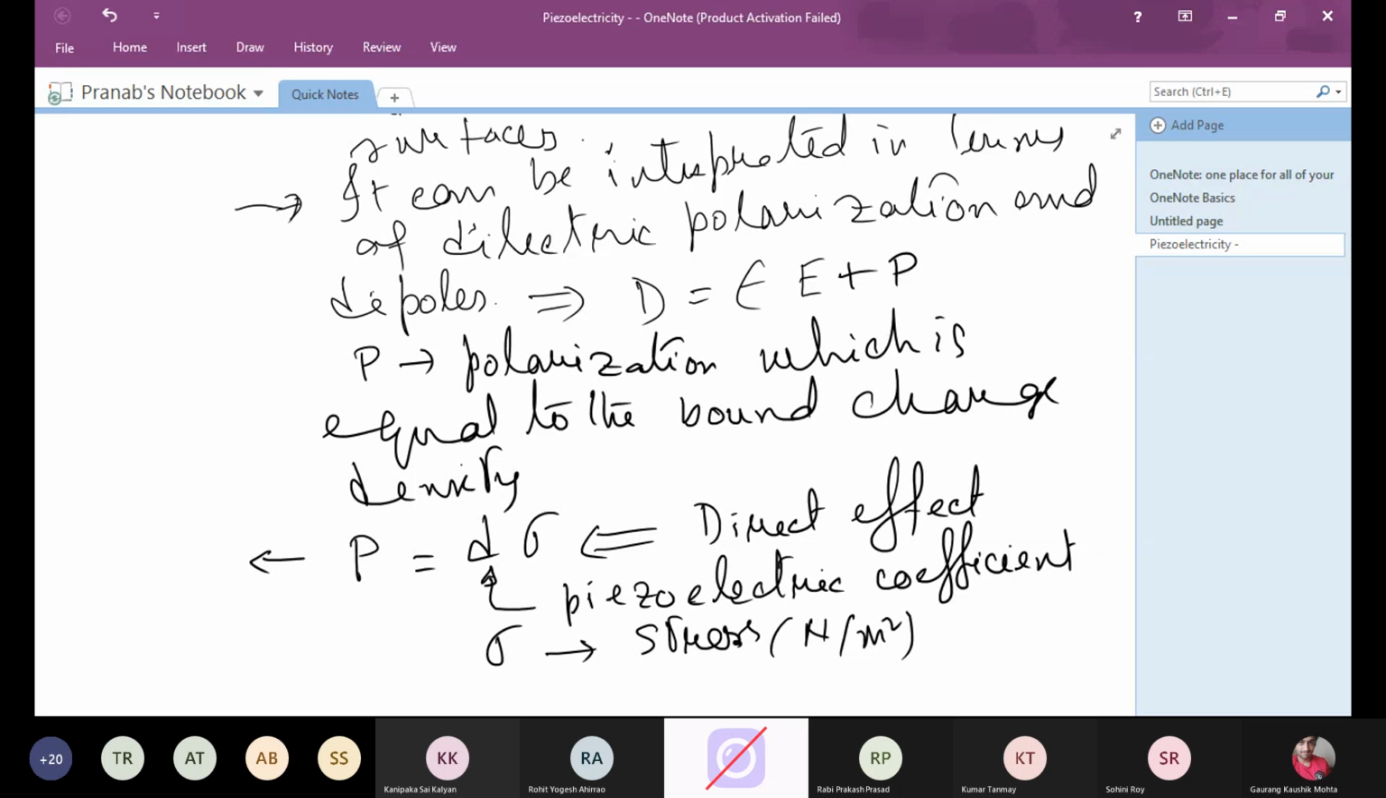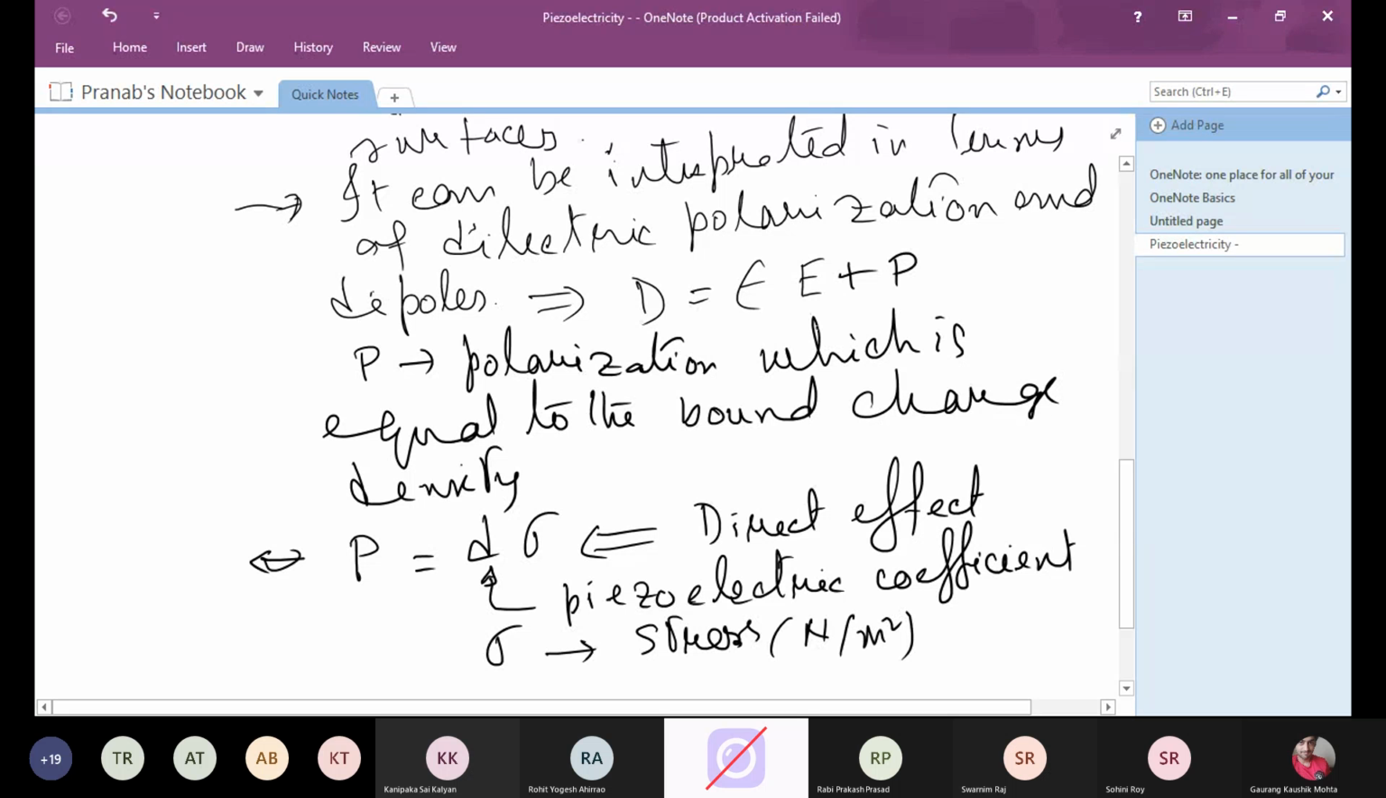Excuse me, sir. P would be in coulomb, and yeah, tell me. Sir, what was epsilon and E? Epsilon is the dielectric constant. Okay. And E is the electric field. Okay, sir. Thank you.